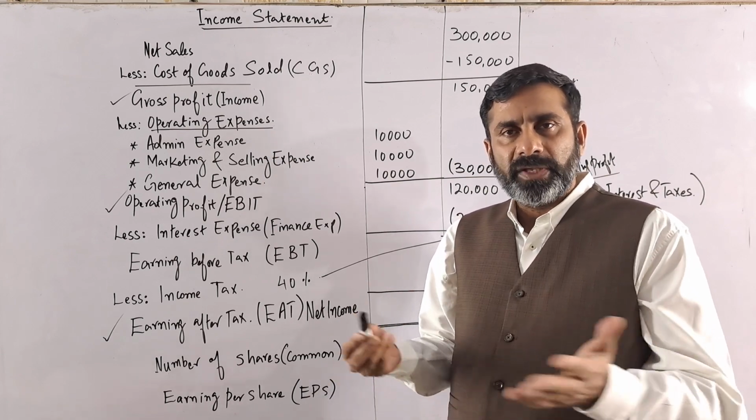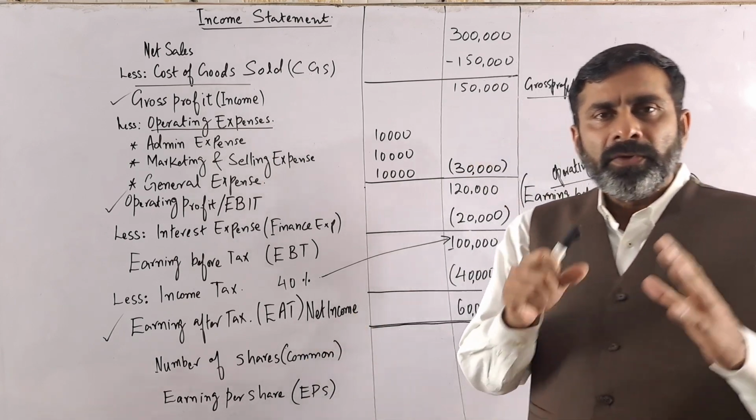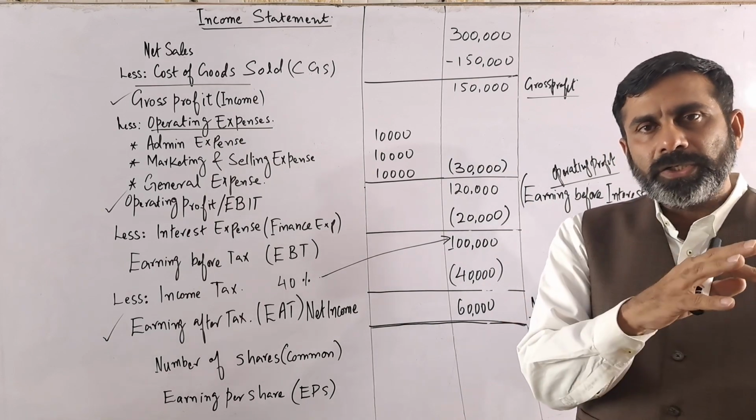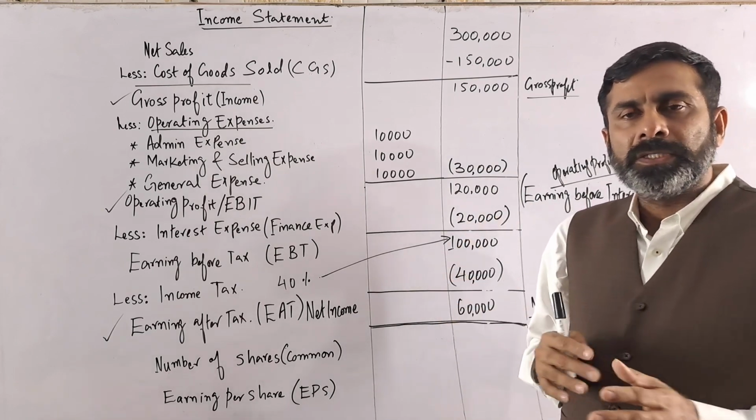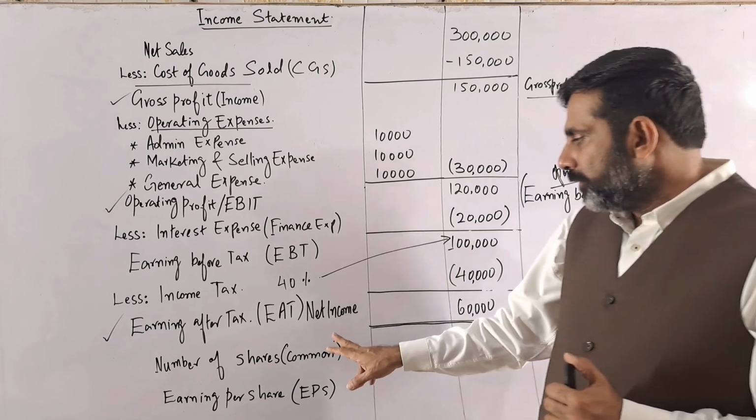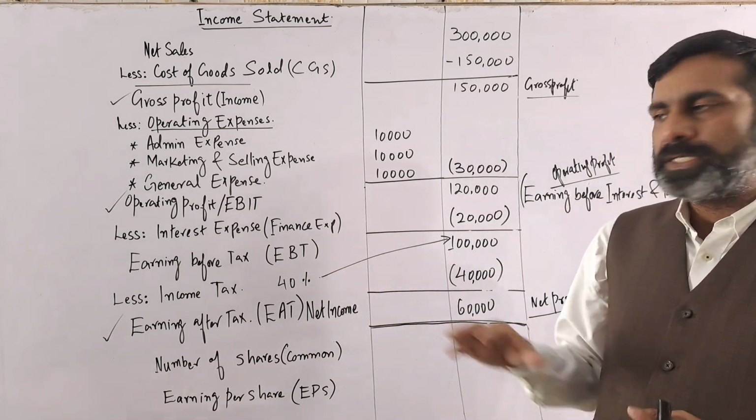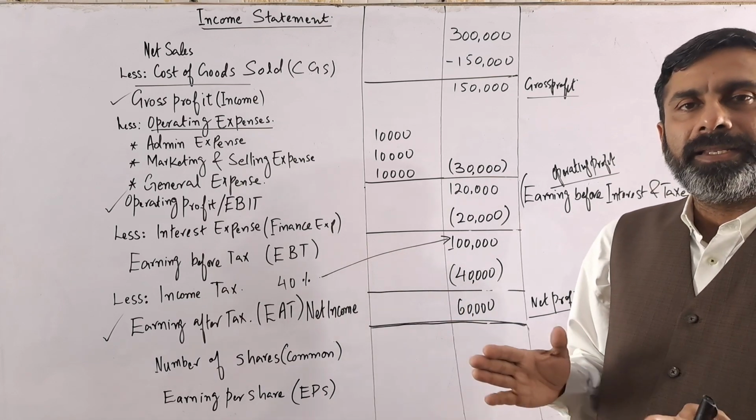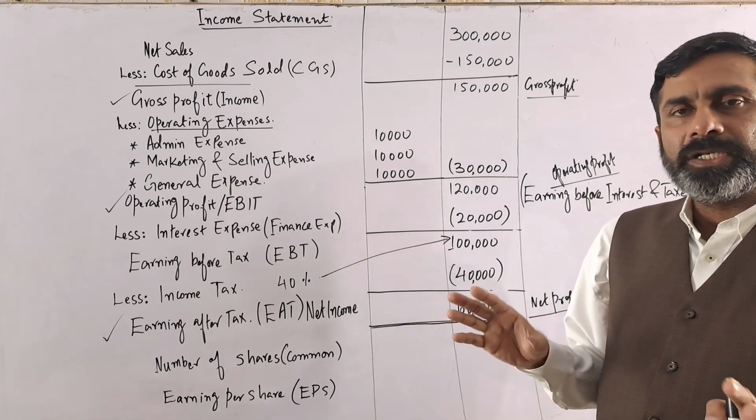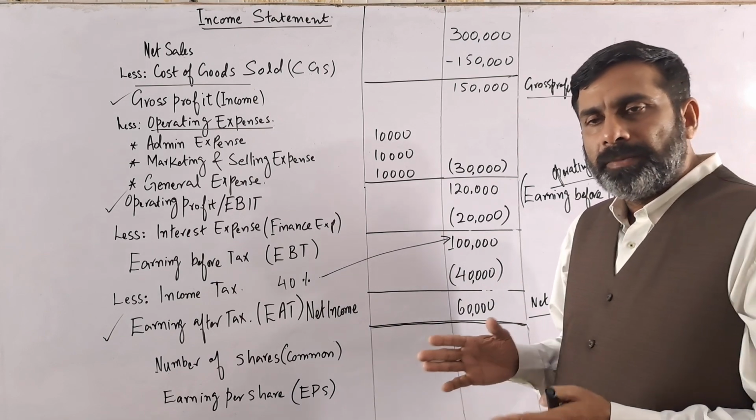Common shareholders, as we have already discussed in the previous lecture, we have two types of shareholders, the common shareholders and the preferred shareholders. So we have to consider the income that is available for the common shareholders. Here we are not considering any preferred shares. There are no preferred shares, so only common shares are available in this company.